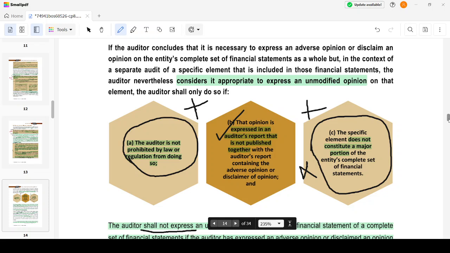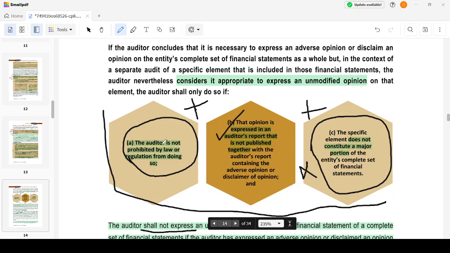But can I give a modified or an unmodified opinion when the complete set of financial statements auditor has issued an adverse or disclaimer of opinion? The answer is it depends. When it fulfills all these three conditions together, then I may do it. Okay, what are the three conditions?